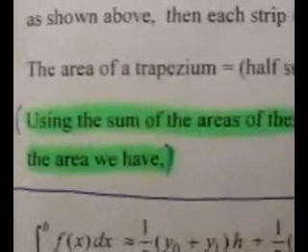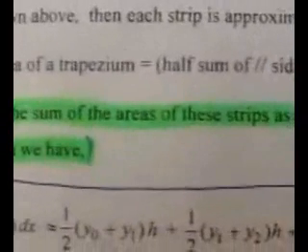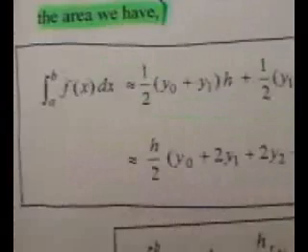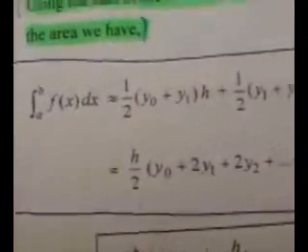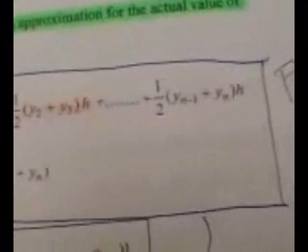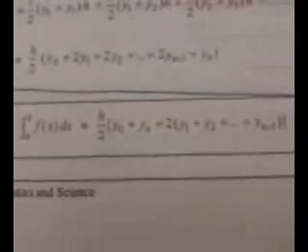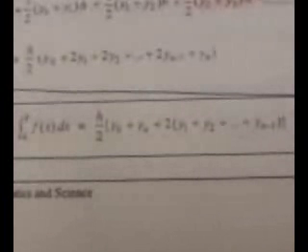Alright, so this is the characteristic of the trapezoidal rule that we have. It uses the sum of the areas of these strips as an approximation for the actual value. So this is the proof that we have, the formula. And so from the above proof, we derive this more simplified formula.